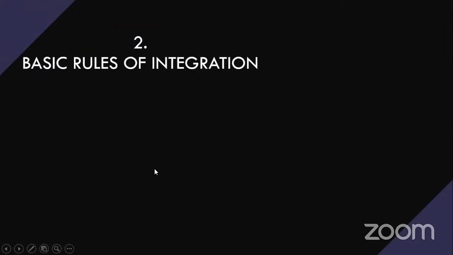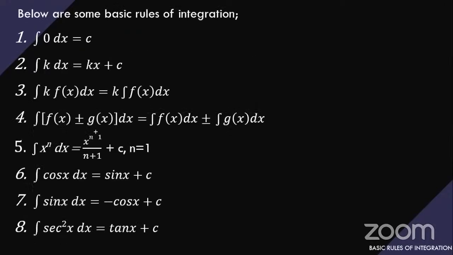Now let's go to the basic rules of integration. We have some basic rules of integration we can consider. One of them is when we integrate a constant, when we integrate 0 dx, what we get is a constant. When we integrate k dx, what we'll get is kx plus a constant.